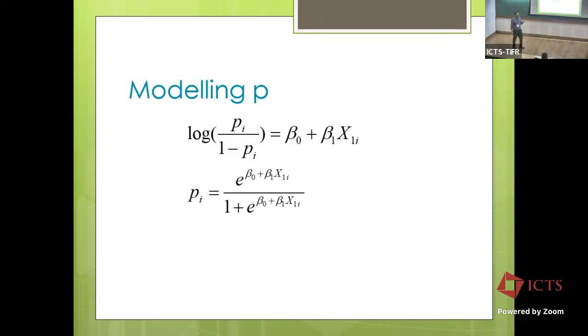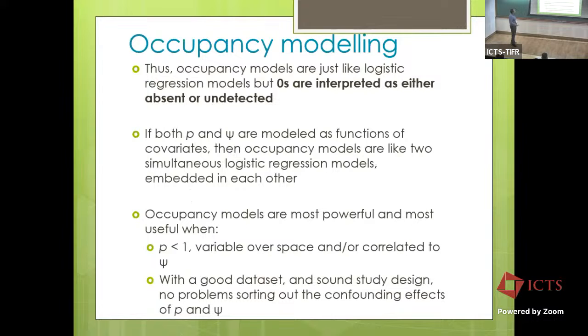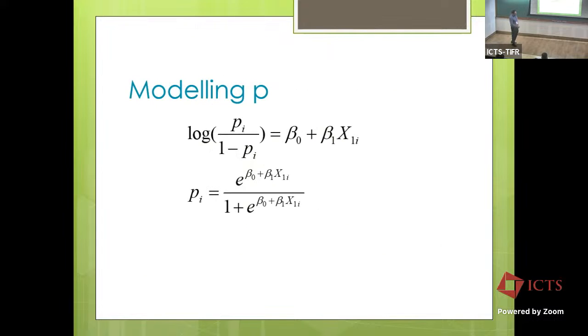Same way as we used the logit function for our psi parameter, the detection probability p is also the same thing, it goes from 0 to 1. So again we use logit(p) equals beta naught plus beta 1 times x, for the different values of x. So again you have to use the back transform and get to your p estimate.